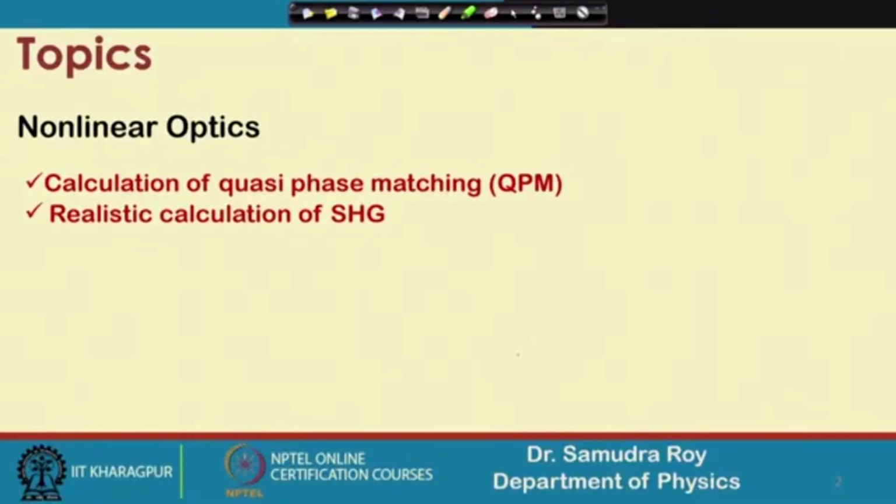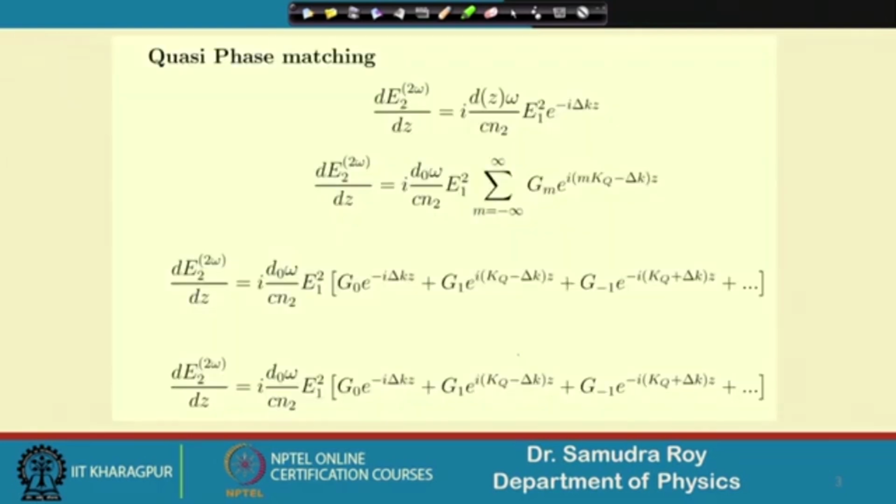So, today we have two topics to discuss. One is the calculation of quasi phase matching, and the second is the realistic calculation of second harmonic generation. The realistic calculation of second harmonic generation is a different part that we will start today, but let us first find out the quasi phase matching calculation.